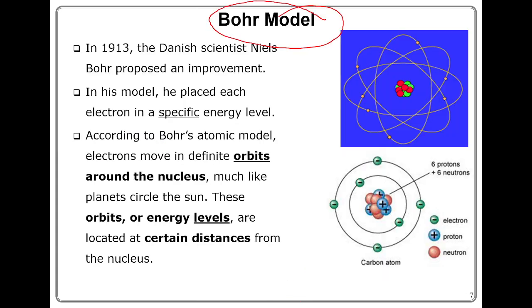Now it's a model because it is based on conclusions from other people's experiments. Bohr did not do any experiment, but he tried to extrapolate what was discovered by the previous scientists. According to him, one key factor is that electrons move in orbits. I mean, electrons in an atom will circulate around the nucleus the way planets orbit the sun.